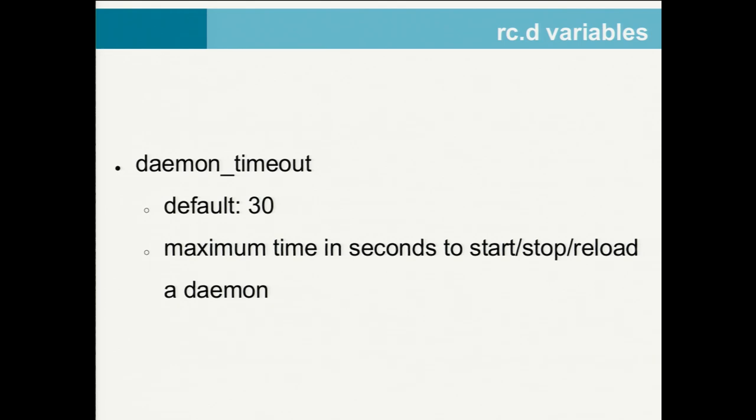Then we have daemon_timeout. We realized at the very beginning of rc.d that if you make a typo in your daemon flags, for example you forget to pass the minus d to daemonize the daemon, then you can mess up your startup sequence quite badly. So we introduced a default timeout. If the process hasn't returned anything after 30 seconds, then we consider it failed, we put it in the background and keep running.